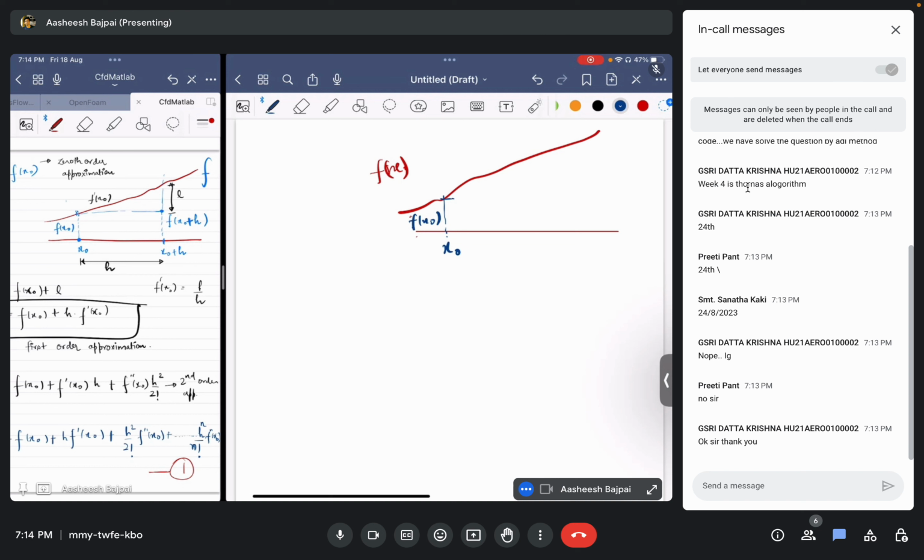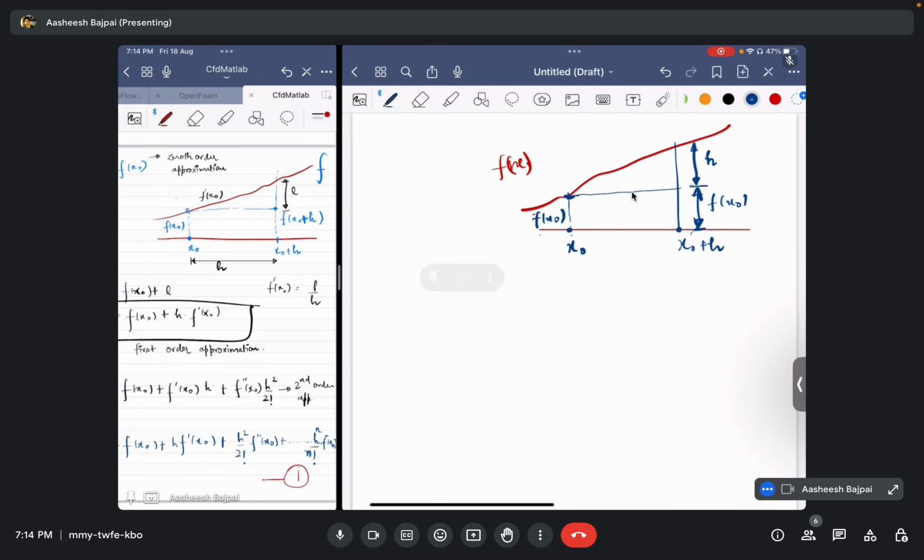So this is a function, and at any value of x naught, we are getting the value of the function as f(x naught). We want to know the value of this function at x naught plus h. Some infinitesimal distance h we moved, and we want to know the value of that function. So the value of that function will be f(x naught plus h). This is just basic geometry.